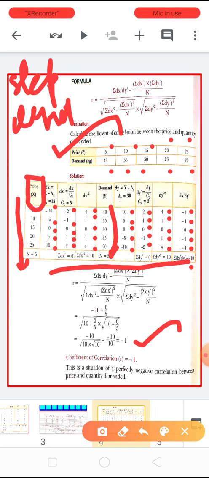So children, this is the way the numericals of the Karl Pearson coefficient of correlation can be solved. And if you have any queries or anything which is not clear, you can let me know so that I can give a better solution to your query.